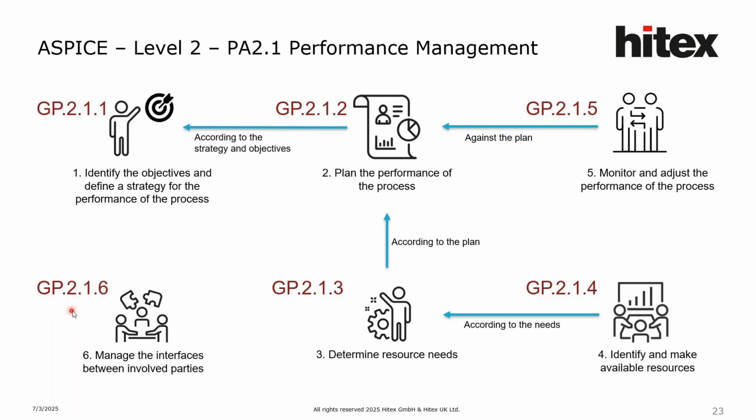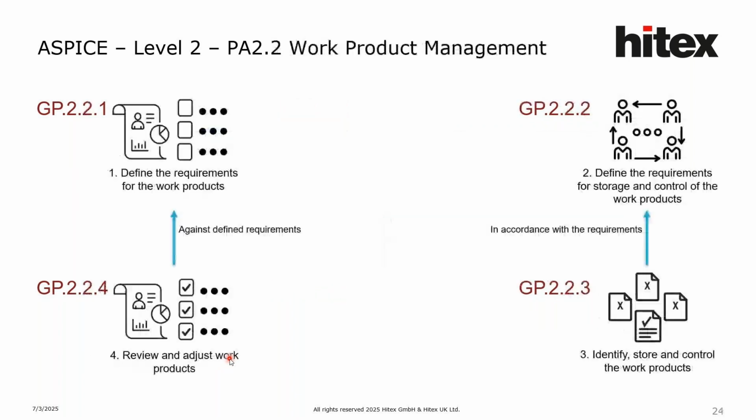The last one is 2.1.6. It is just managing the interfaces between the involved parties, nothing but the stakeholders for your project. How do you manage them? This is defined by 2.1.6. So this is all about performance management, or let's say how you are doing your project management. It's important to achieve ASPICE level 2. And of course, we can see the work product management in the next slide.